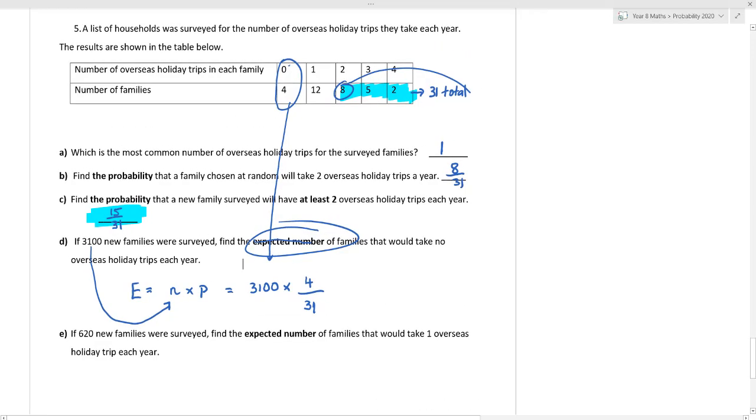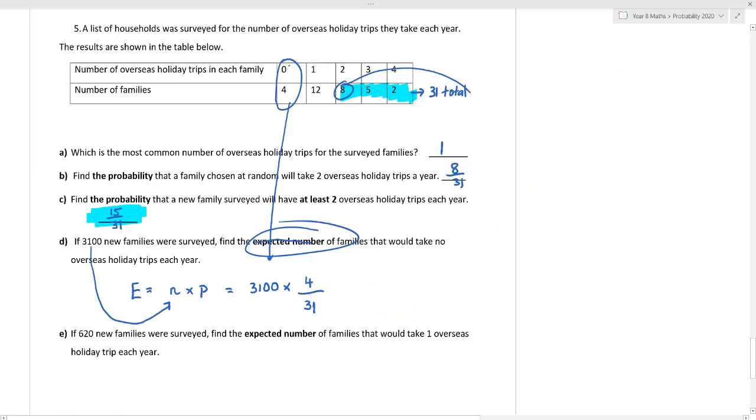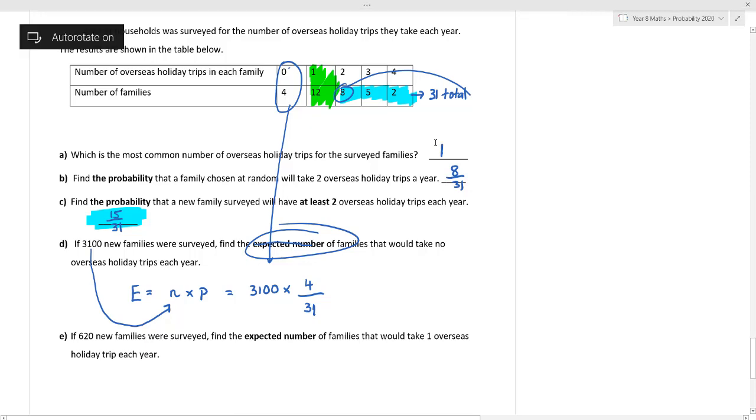So in the first one, we've got what's the most common overseas holiday? Well, you can see there that they've got a total of 12 families who take one holiday in a year. So there you go, one being the answer. Likewise, find the probability the family chosen at random will take 2 overseas holidays. Well, we can see there that there is 8. I've just got that circled there. There's 8 out of 31.